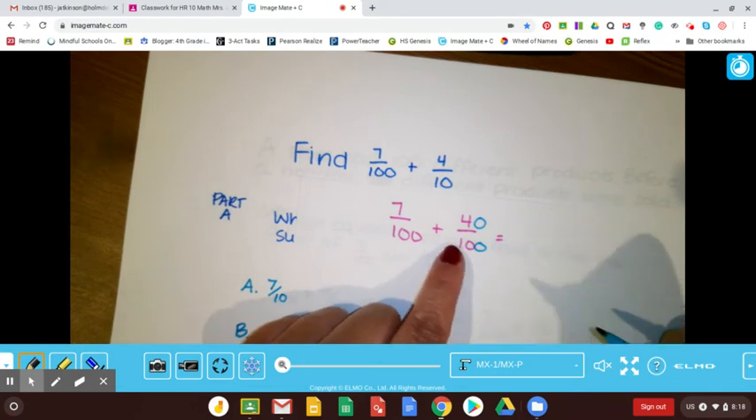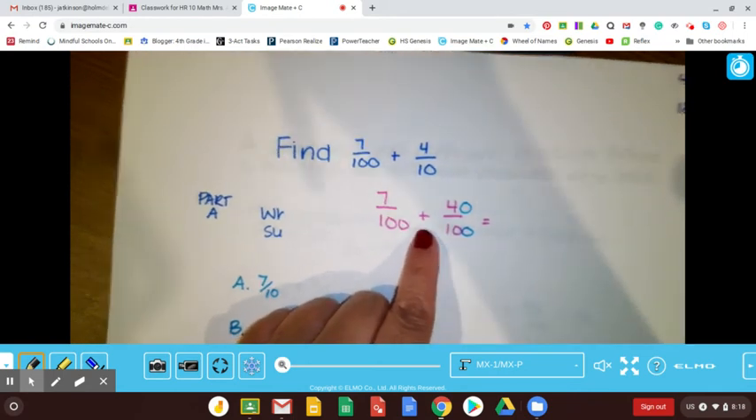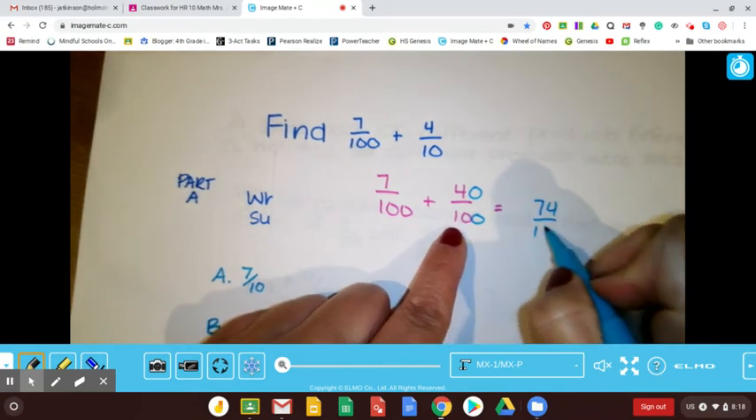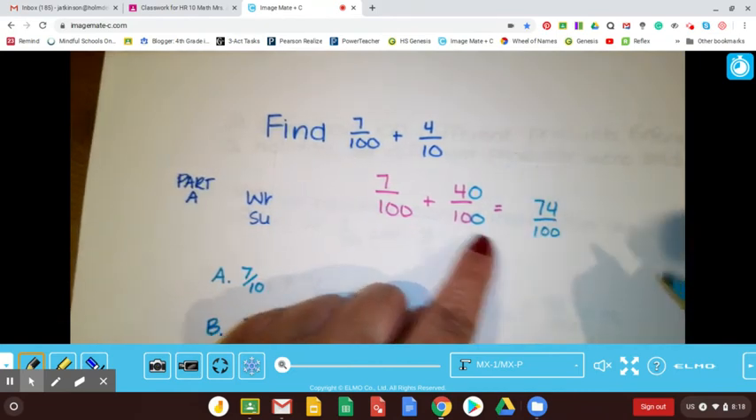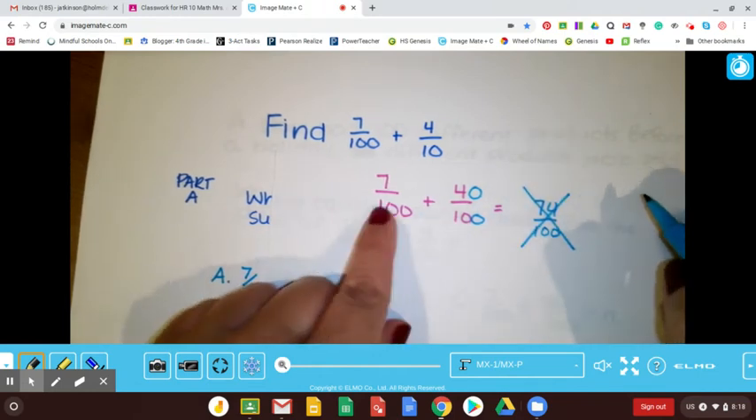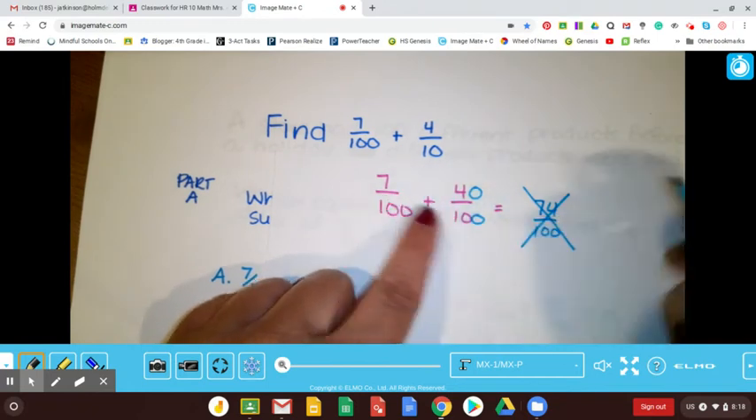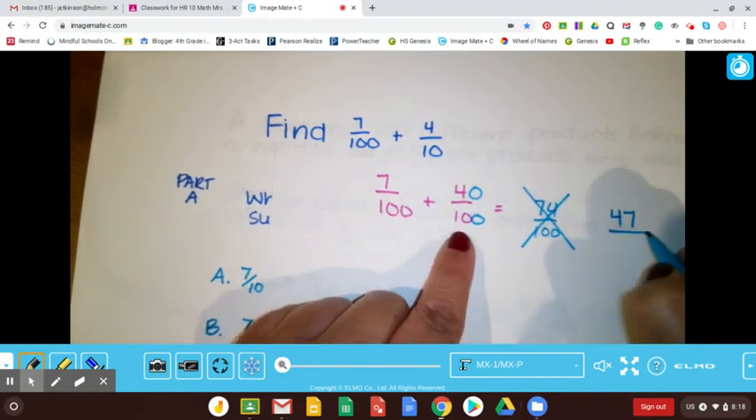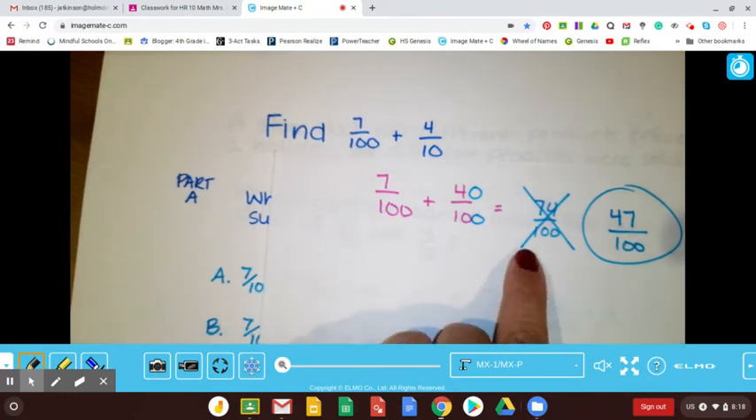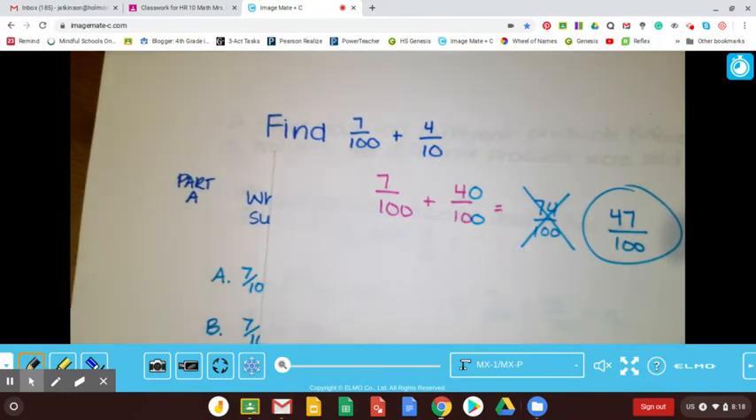A common mistake, guys, that I see all the time is that kids will do this. But why is that wrong? It isn't 74/100ths. Our answer, what's 40 plus a 7? It's 47/100ths. And that's the correct answer there. I just wanted to point out that common misconception.